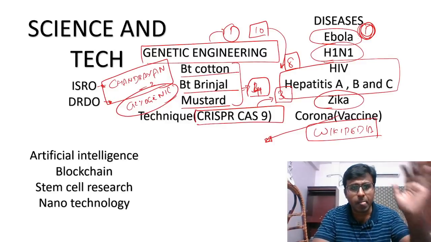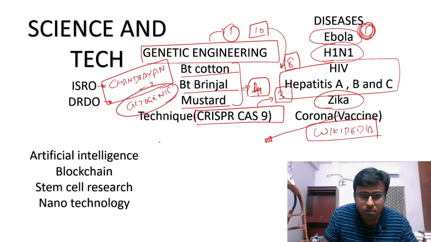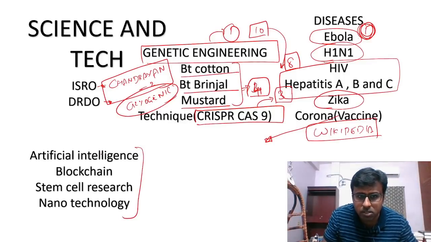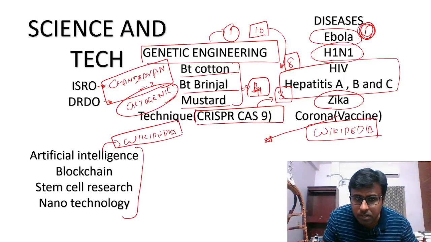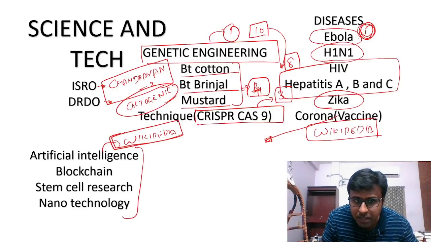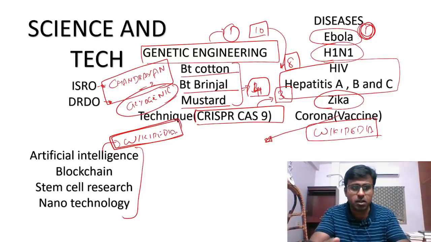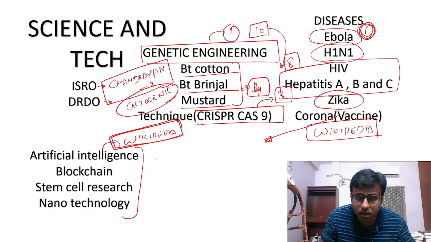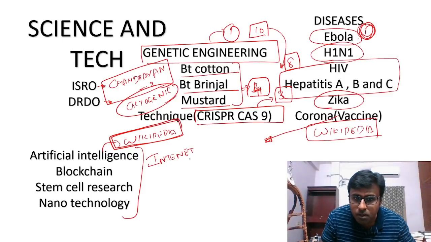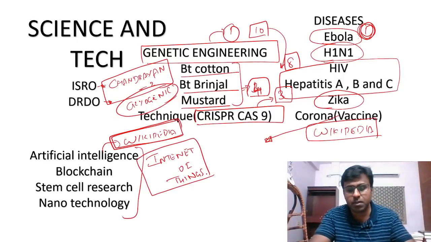Idha padinga. Okay, for this you should not go searching for books. You should read it in Wikipedia. You need to know what these are, what these methodologies are: what is artificial intelligence, what is blockchain technology, what is internet of things. You have to know all these, so go and read in Wikipedia.